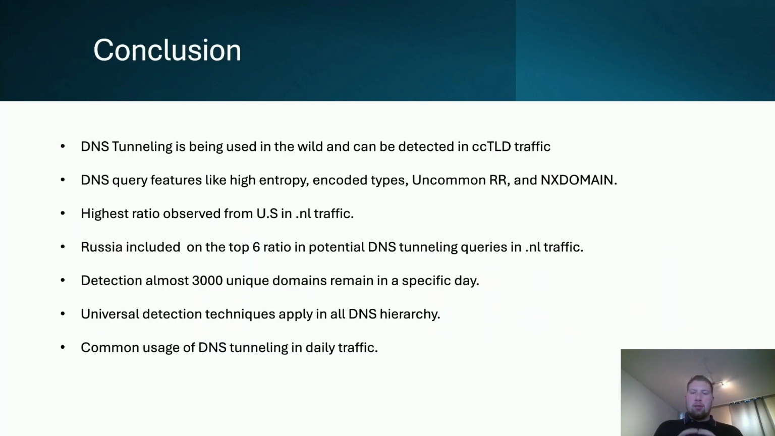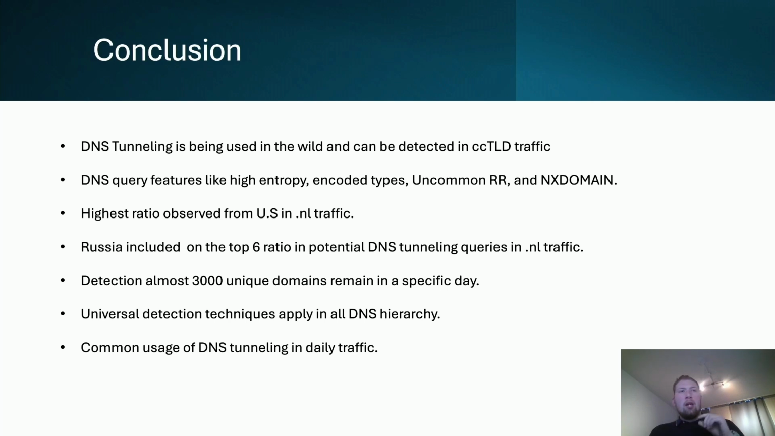So, here is our conclusion about this research. The DNS tunneling is being used in the wild and can be detected in ccTLD traffic. The DNS tunneling query features include high entropy, encoded types, uncommon resource records, and NX responses. Also, we observe the highest ratio from the US in .NL traffic, and Russia included in the top 6 ratio in potential DNS tunneling queries in .NL traffic.